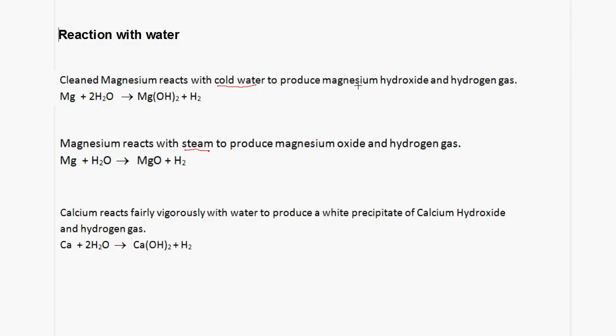These are common questions that you could get. So magnesium and cold water will give you magnesium hydroxide, and magnesium and steam will give you magnesium oxide. So Mg + H2O produces MgO + H2. Calcium reacts fairly vigorously with water to produce a white precipitate of calcium hydroxide and hydrogen gas. So Ca + 2H2O produces Ca(OH)2 + H2. You need to be able to write these equations.